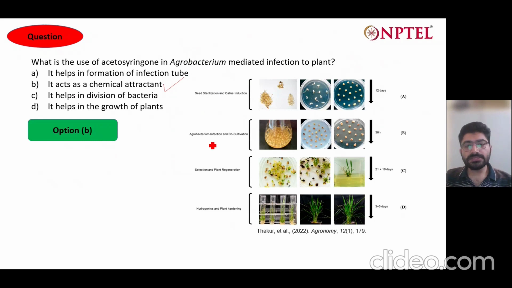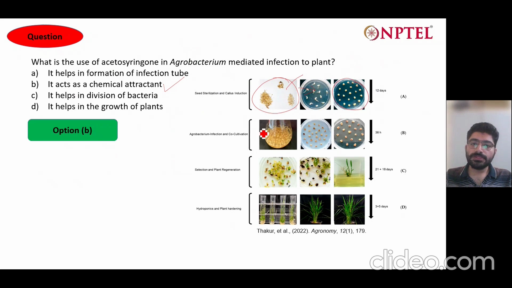So this is the procedure that we use for developing a transgenic plant using agrobacterium. We take seeds or callus, and then we sterilize these, and we grow them in a medium, a callus generation medium. So this is the callus.